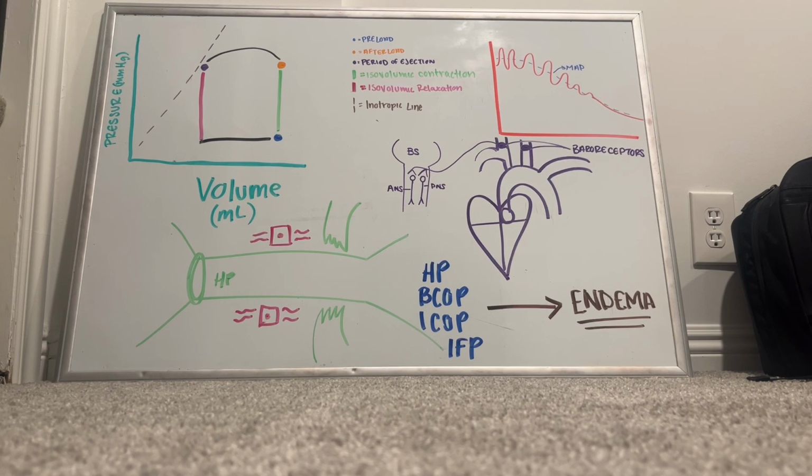A pressure-volume loop is a graphical representation of the cardiac cycle that removes time from the axis and focuses solely on ventricular pressures and volume. Looking at the pressure-volume loop, we can trace the cycle.